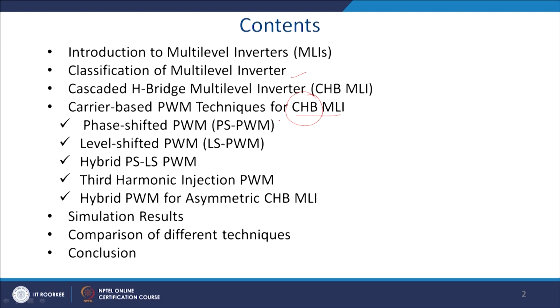Thereafter we shall discuss different carrier techniques that are suitable for those kinds of multi-level inverter. These are the phase shifted PWM, level shifted PWM, hybrid phase shifted and level shifted PWM, third harmonic injection, thereafter asymmetric PWM for asymmetric hybrid cascade H-bridge, and then we shall show some simulation studies on it, and we will compare the different techniques and draw conclusions.